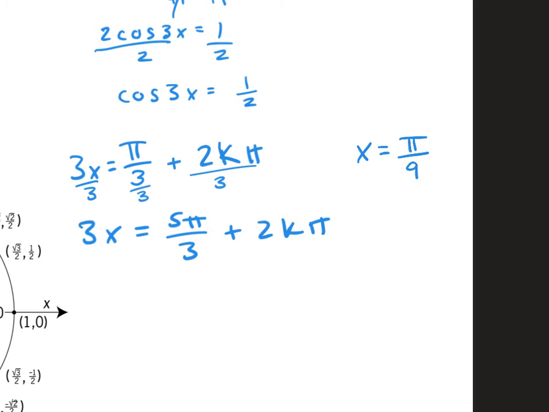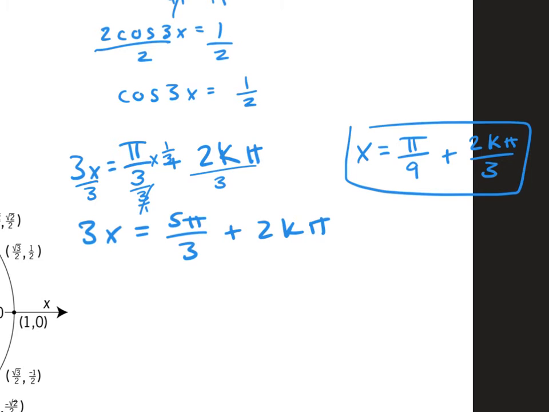Pi over 9. So we keep the top, change to multiplication, and this would be 1 over 3. So that becomes pi over 9. Can we simplify 2k pi over 3? Nope. So this would just be plus 2k pi over 3. So this is our first answer.